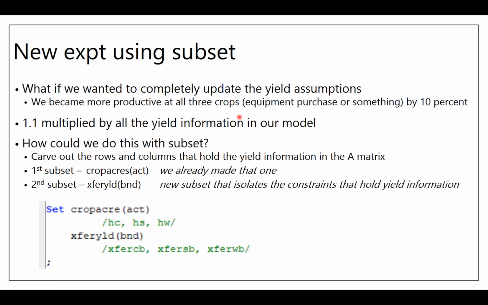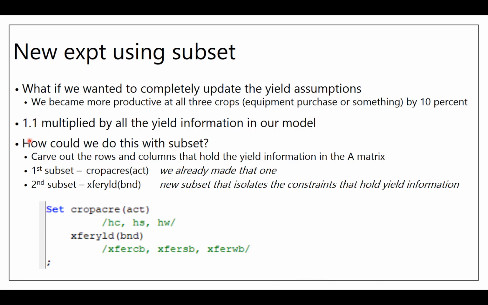Okay, so let's assume that I want to completely update the yield assumptions. Let's say that we became more productive. We bought some kind of equipment, and it's a capital purchase, so it doesn't really show up in our variable costs, but everything goes up by 10%. We're just better at producing on the land now.